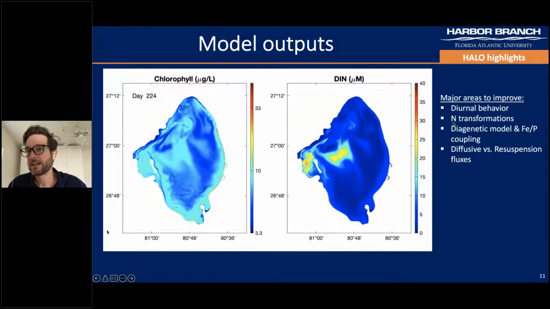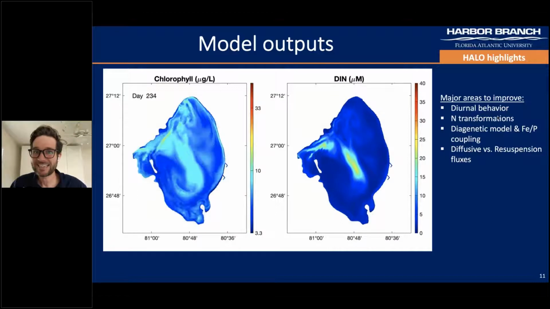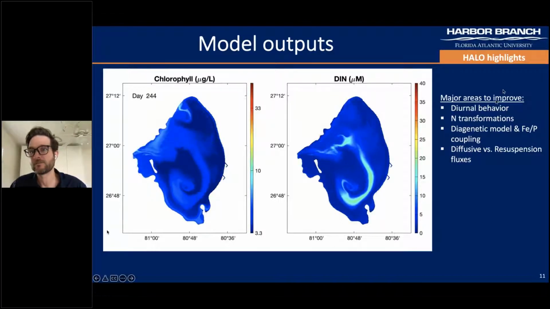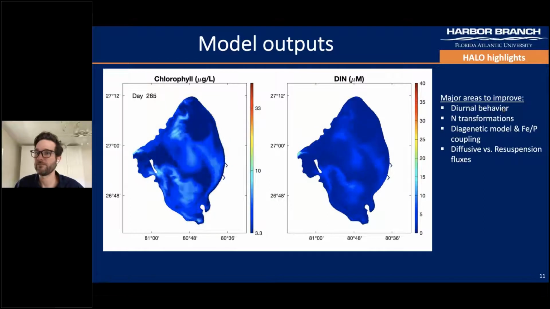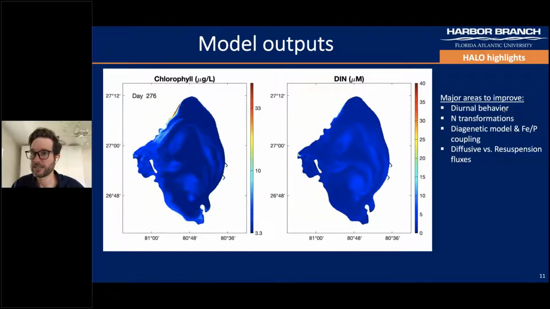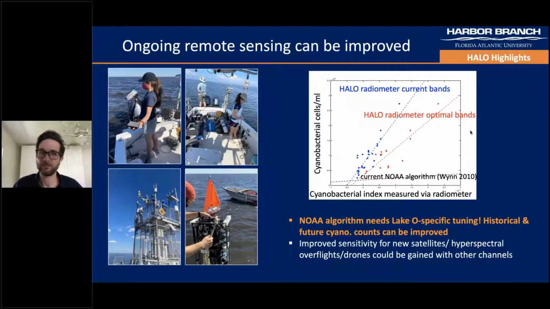In terms of where we're going next year, major things that we still need to improve in the model: the diurnal behavior of these organisms, the nitrogen transformations, and a sediment diagenetic model to try and understand the biogeochemistry. Basically, take all the data that we generated last year and try to model it so that we can easily put it in this model. And then really work on parameterizing our diffusive versus resuspension sediment fluxes. I'll highlight some of this stuff as appropriate going forward.